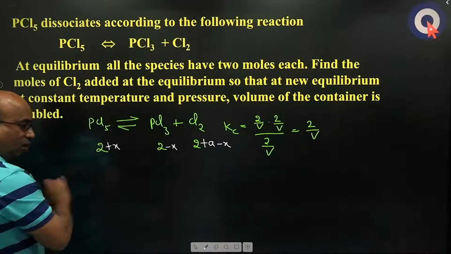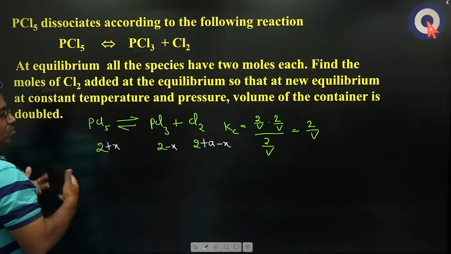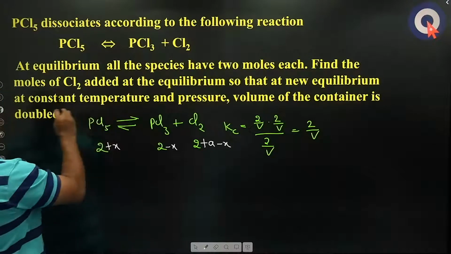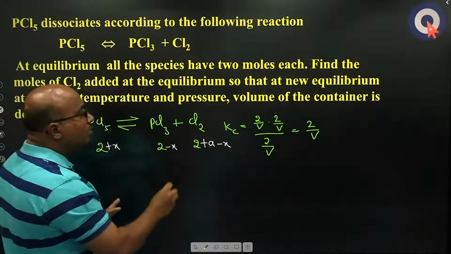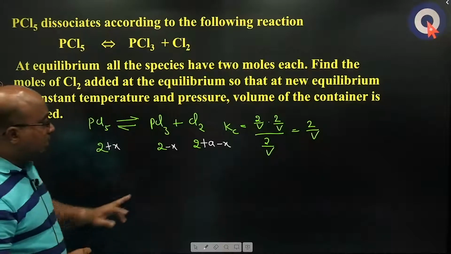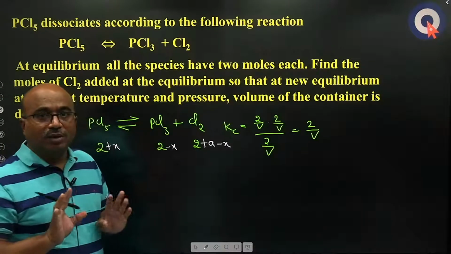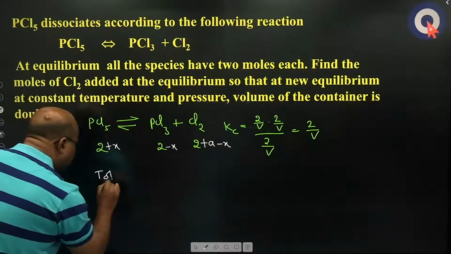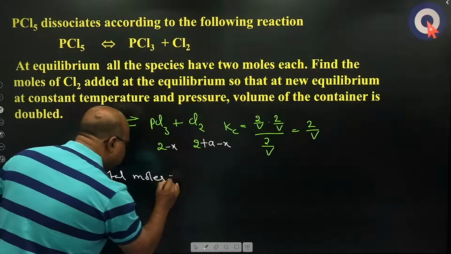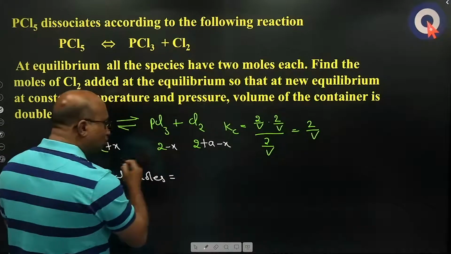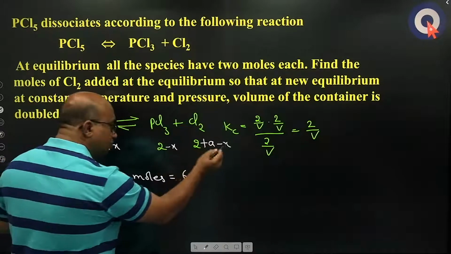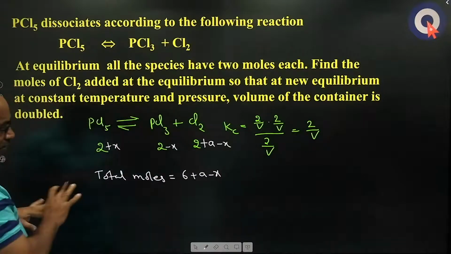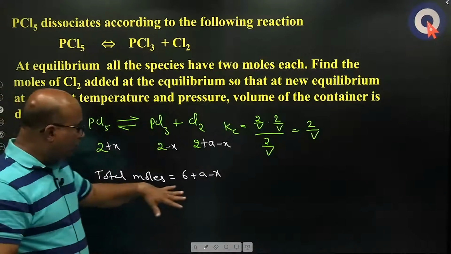So the total moles at equilibrium, maybe. We have to find the number of moles of Cl2 that is added, which means we have to calculate this A value. How many moles of Cl2 did we add? Let us say the total moles at equilibrium: this is totally 2, 2, 2, 6. This X and this X will go, this X will remain. So A plus X, sorry, A minus X. These are the total moles at equilibrium.